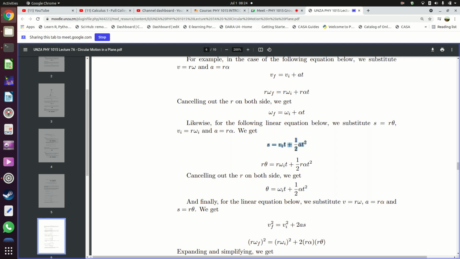So far things are holding up, and you don't have to memorize the other ones. As long as you know the other ones, you can just substitute to get the other equations. So instead of s here, you've got theta. For vi, you've got omega i t, then half alpha t squared. Then things are holding up.